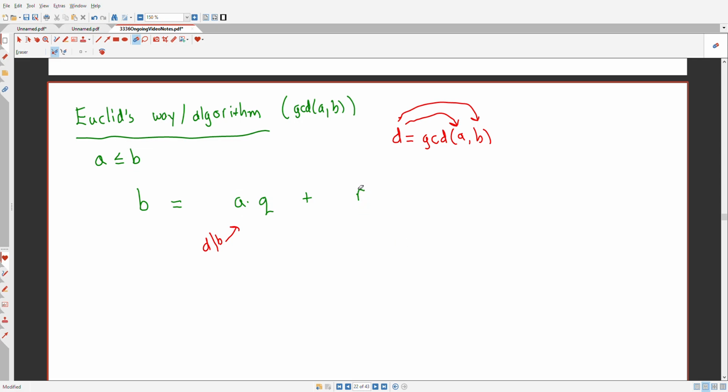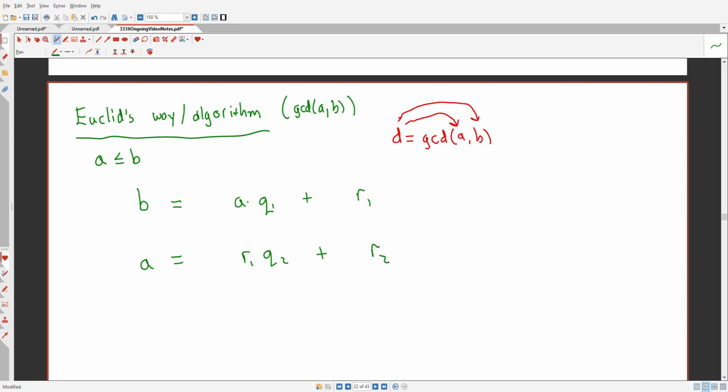So what I mean is, since I'm going to apply the division algorithm again, at this first stage, this is my first quotient q1, this is my first remainder r1. Now we're going to apply it again. We're going to divide a by this remainder r1, and so we're going to get r1 from above times a new quotient plus a new remainder.